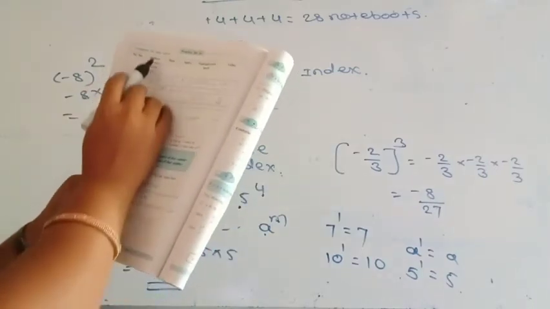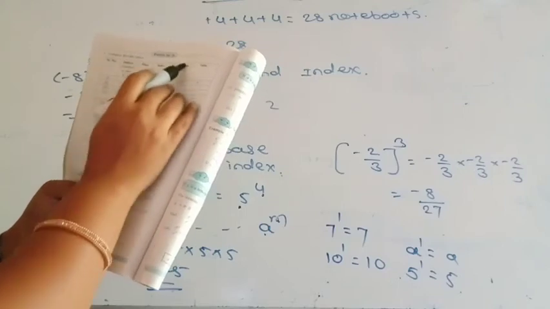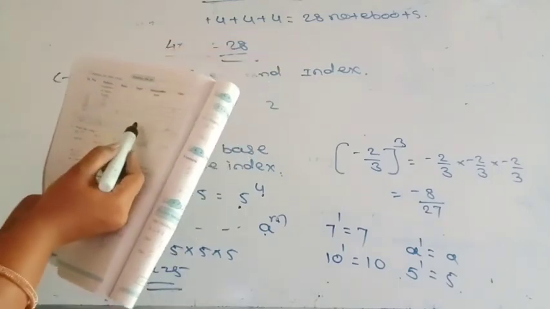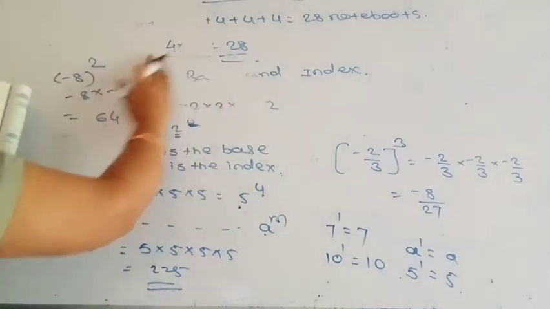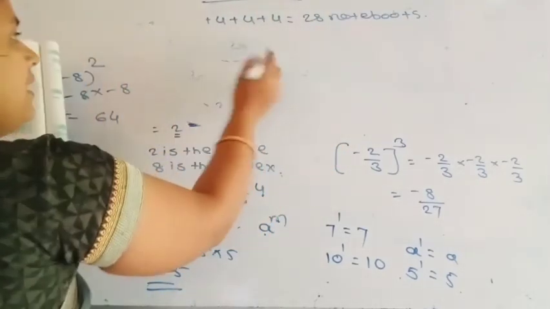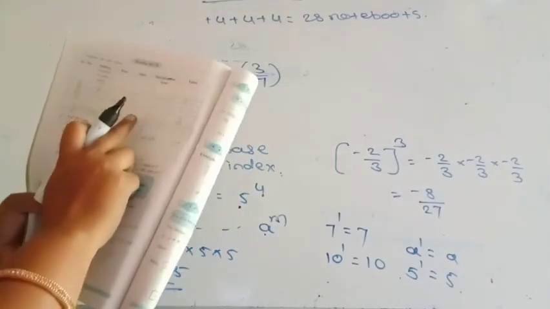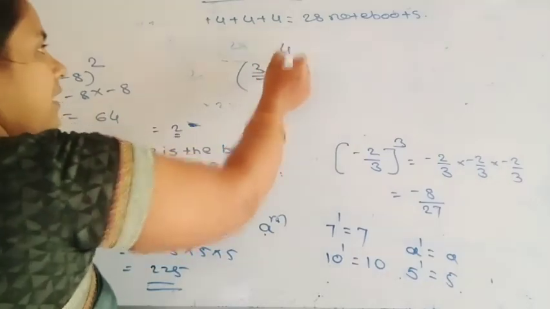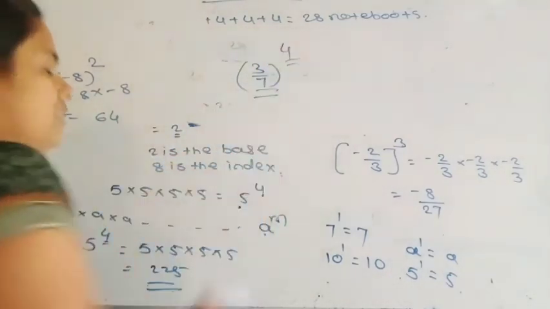Then the fourth one, see here, the index form, base and index are not given, only the multiplication form and the value of the number are given. 3 by 7, you write here in index form. What is the base here? 3 by 7. And how many times is it multiplied here? 1, 2, 3, 4. 3 by 7 is the base and 4 is the index.